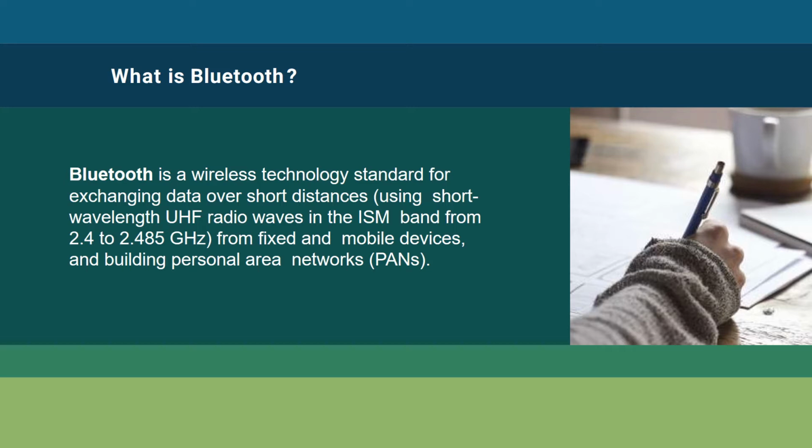But once Bluetooth came into the picture, it made various wireless devices like keyboard, mouse, and headset possible. Everything works on the wireless principle, wireless in the sense that there is no physical wire. But it works only for a shorter distance; it has limitations where it is used only for shorter distance. It uses short wavelength UHF radio waves in the ISM band from 2.4 to 2.485 GHz from fixed and mobile devices, building personal area networks. Mainly it is a wireless technology used for exchanging data over shorter distance.